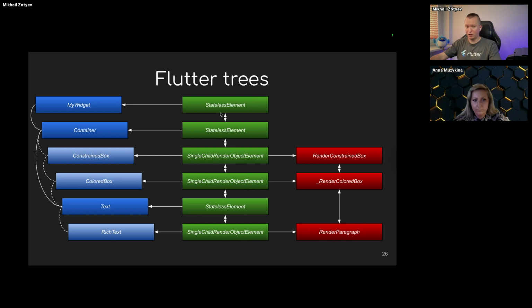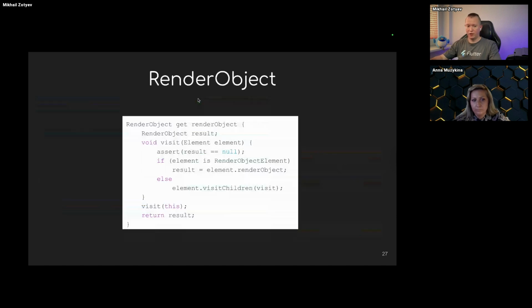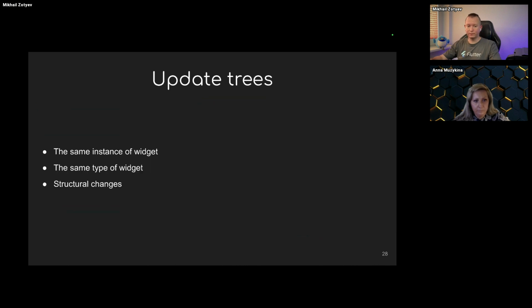So we will ask one by one those nodes. This one is not a render object. This one is not a render object, but this one is a render object. So this render object will be the representation for this element as well. So here's how it's done. We have a visitor which goes from one element to another and finds this render object when it's necessary. But it was only the creation of our subtree.